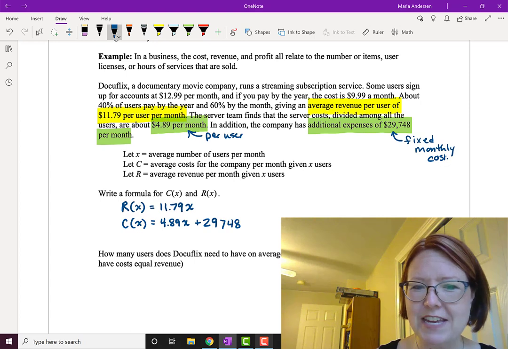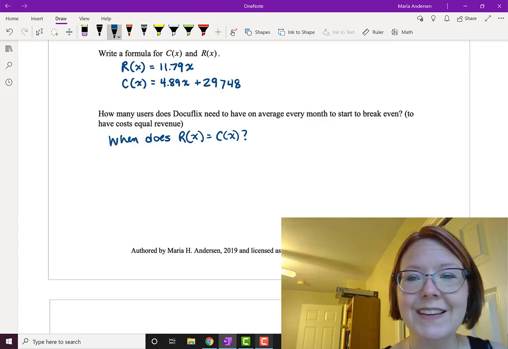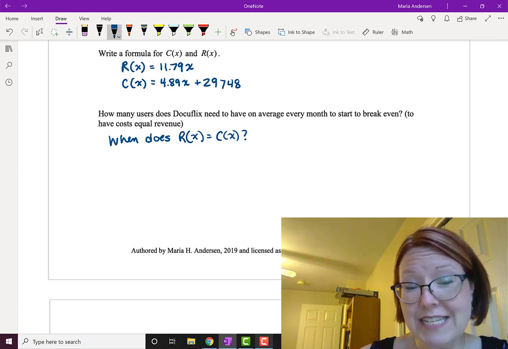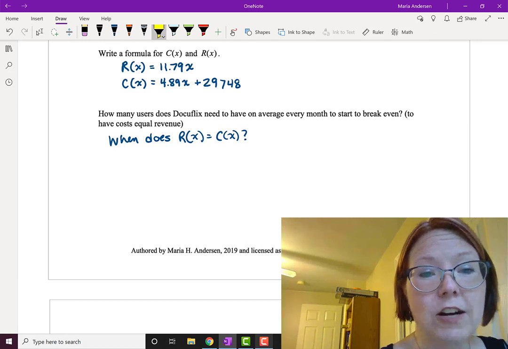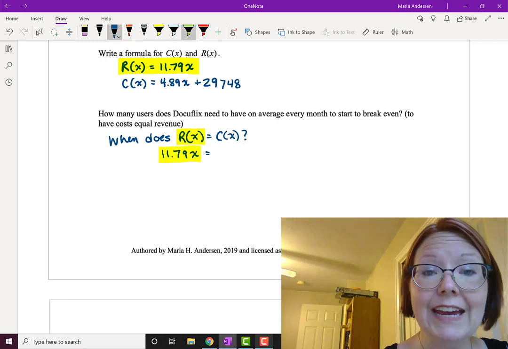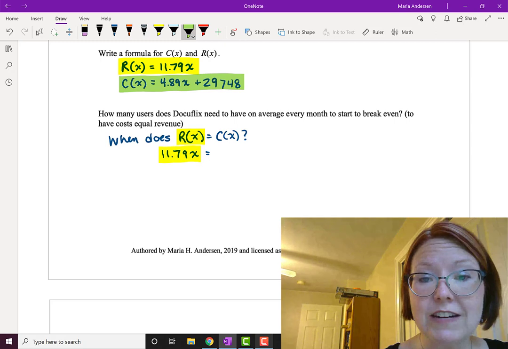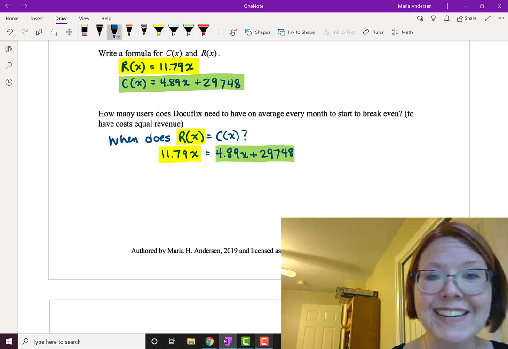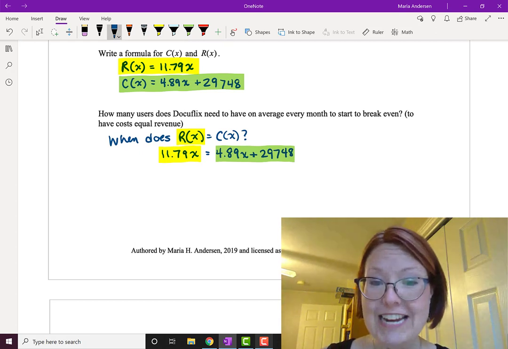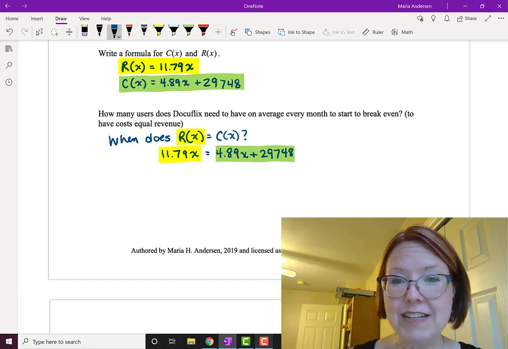Now that we have these two equations, we can look at how many users DocuFlix needs to have on average every month to break even. In other words, we want to find out when does revenue equal cost. Well, if we want to find out when R of X equals C of X, we can just set them equal to each other. We know that R of X is 11.79x, and we know that C of X is 4.89x plus 29,748. This gives us the equation 11.79x equals 4.89x plus 29,748.